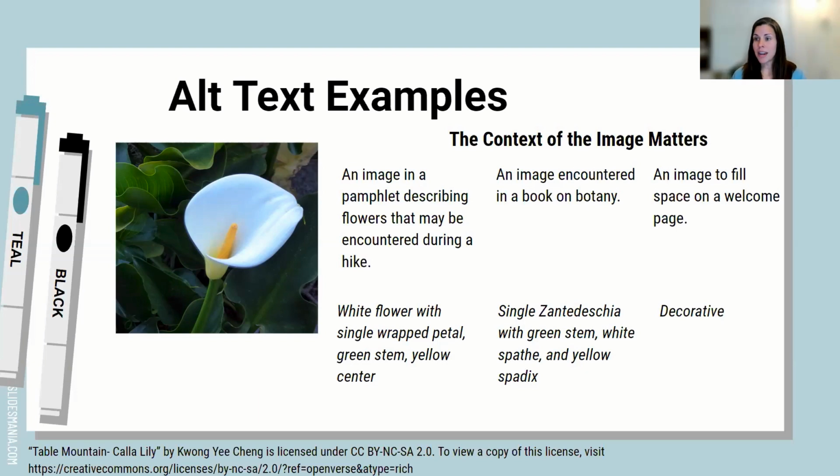If I am looking at an ebook on specific types of flowers, it might say something along the lines of a single xanthoteschia with a green stem, a white spade, and a yellow spadix. Very, very specific. Like I said, it might even need to go into more detail than that. But finally, I just like the white flower and I want it on my course welcome page. So I'm going to put that there next to my welcome to class. I can mark that as decorative.